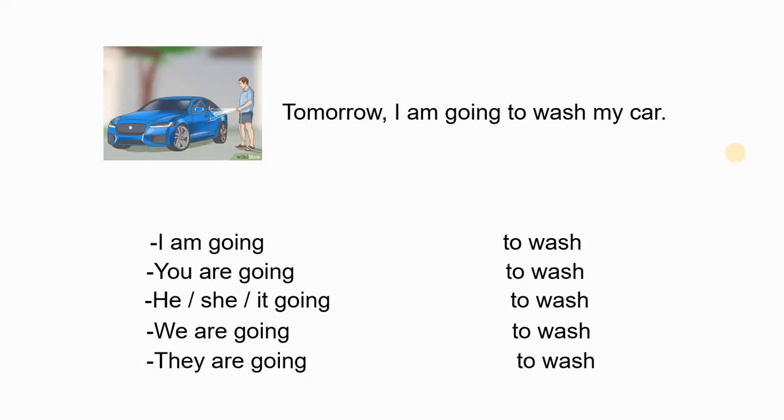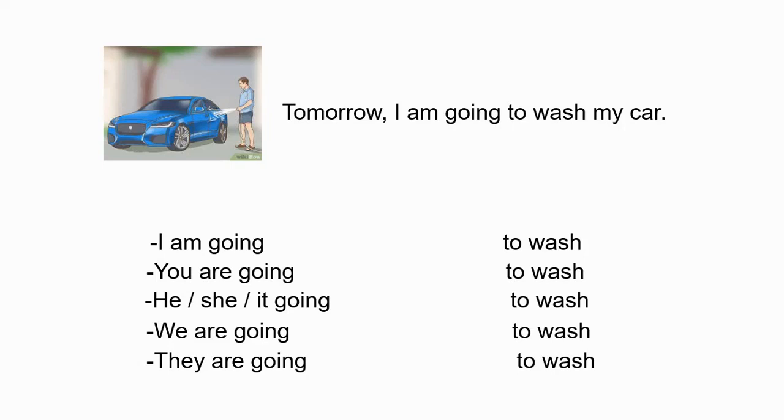Let's conjugate the verb. So we say, I am going to wash. You are going to wash. He, she, it is going to wash. We are going to wash. And they are going to wash. So this is an example of going to, and you should be able to see there is a pattern here.